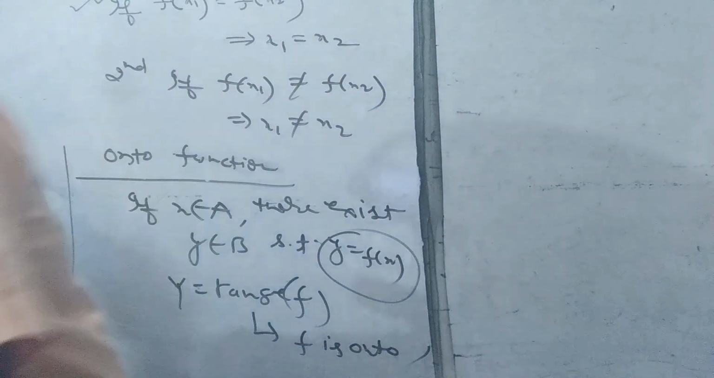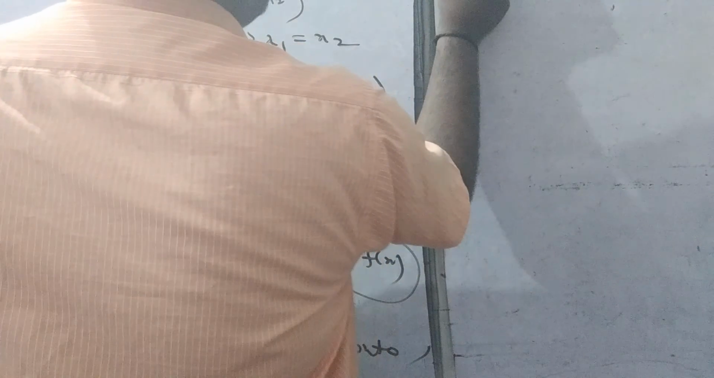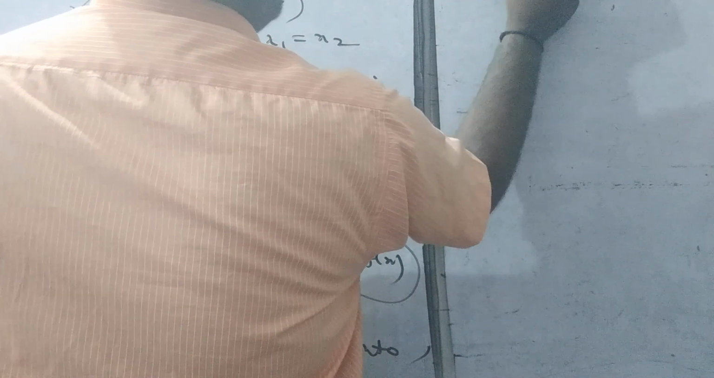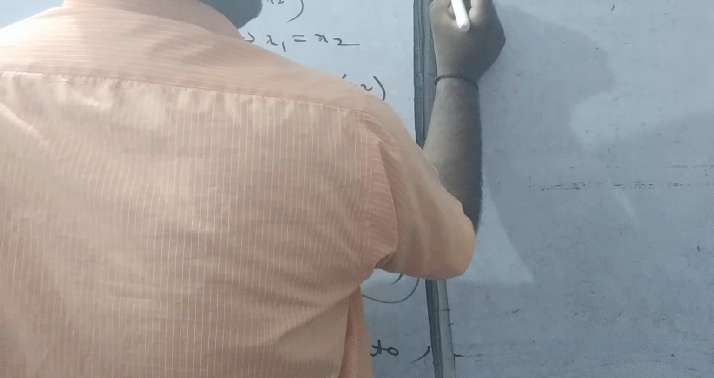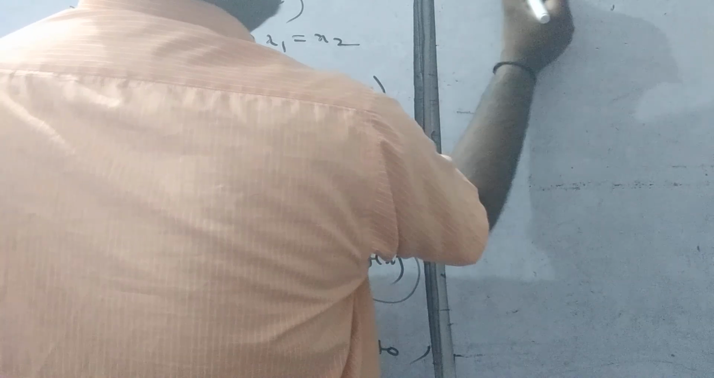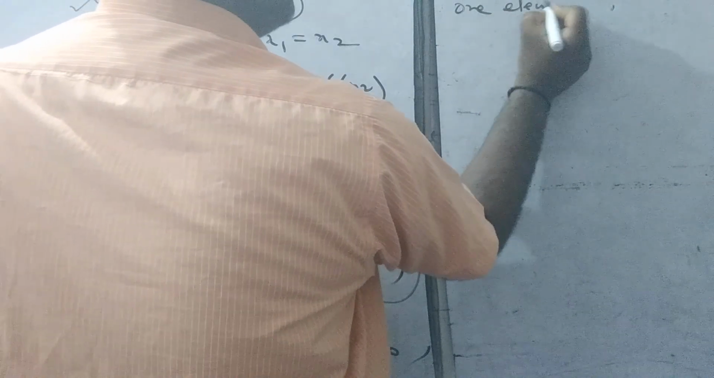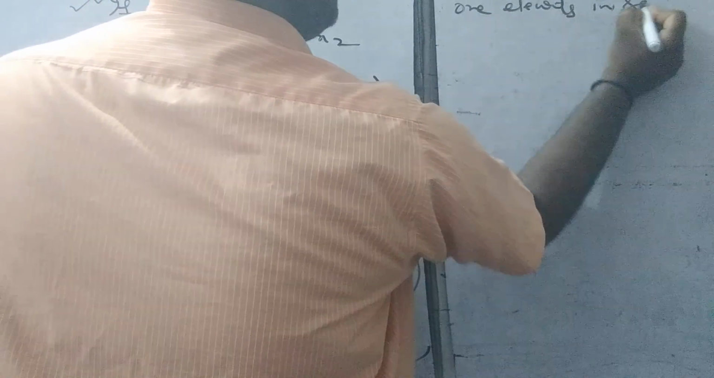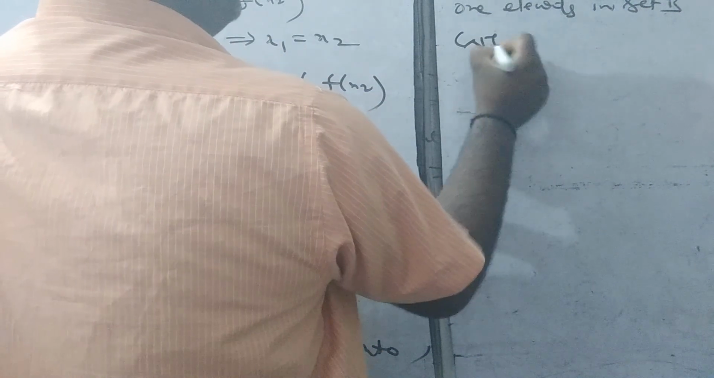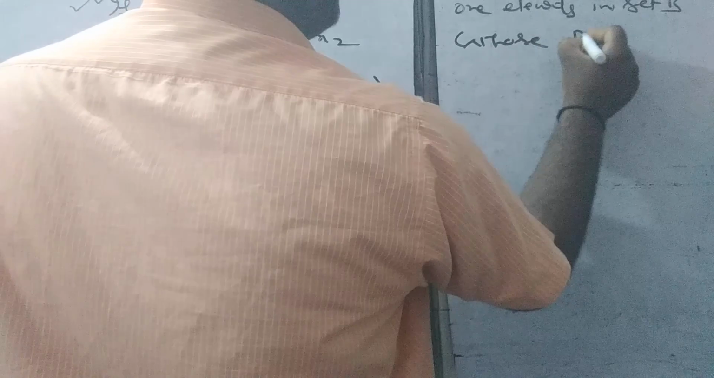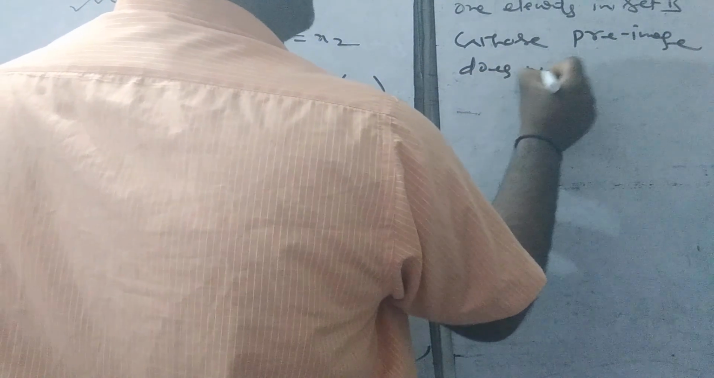Now what about the into function? The into function means there exists at least one element in set B whose pre-image does not exist in set A.